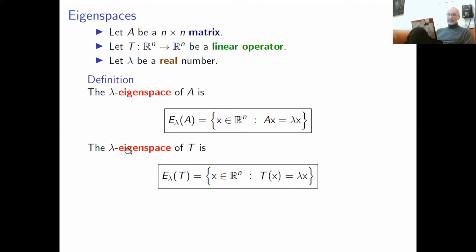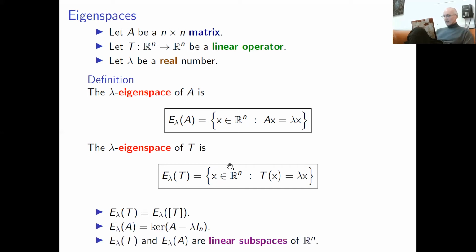The lambda eigenspace of linear operator T is a subset in Rn consisting of all vectors x such that T of x is lambda x. Again, this is just a subset, and as I already mentioned, both of them contain zero by definition. And we will see in a second that, of course, these two subsets are vector subspaces. So this explains why it's called an eigenspace.